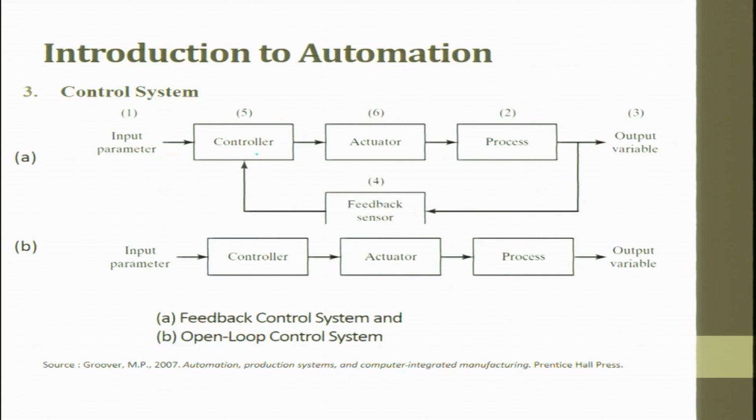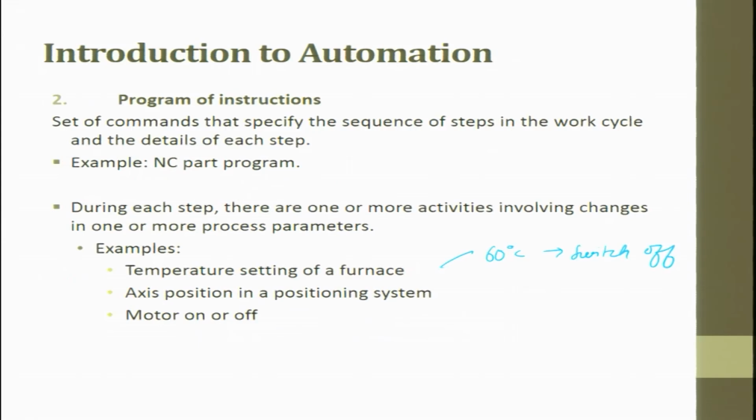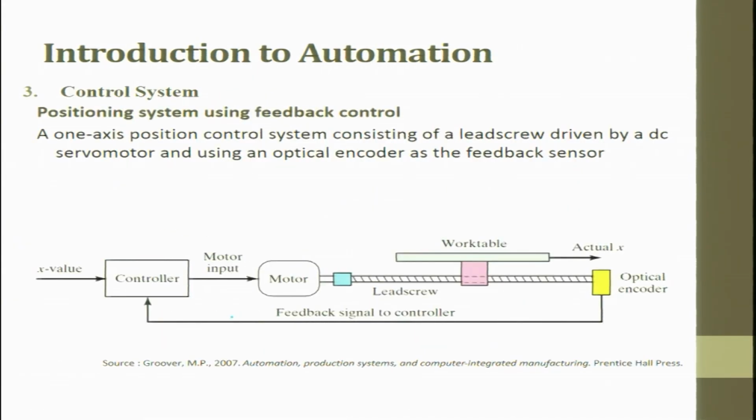So, input parameter, we have controller, we have actuator, we have a processor. If there is no feedback, it is called an open loop system. If there is a feedback, it is called a closed loop system. So, feedback is given and every time it is compared, the error signal is given and the process is operated. So, this talks about the control system for open loop and closed loop systems. The control system, as I told you earlier, can also be used for positioning. So, here is a system in which the position is controlled.